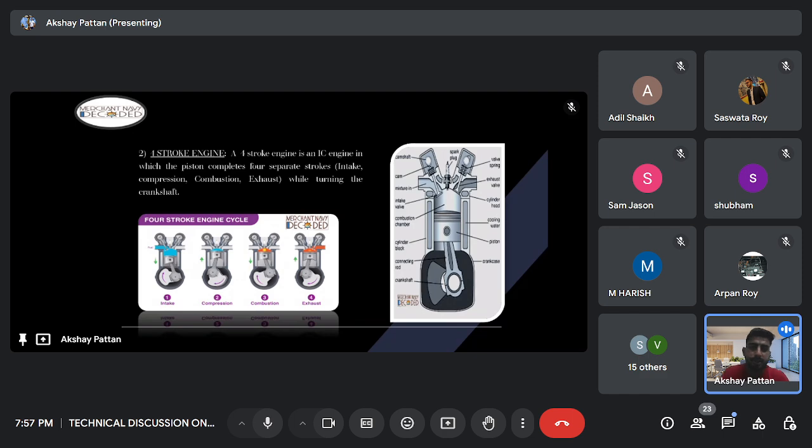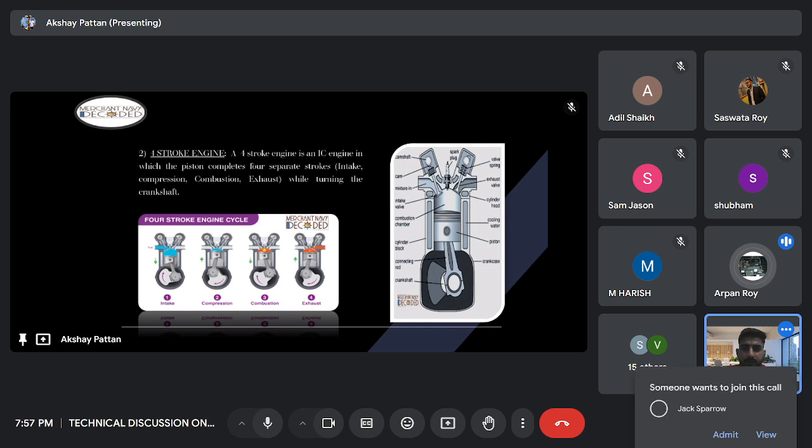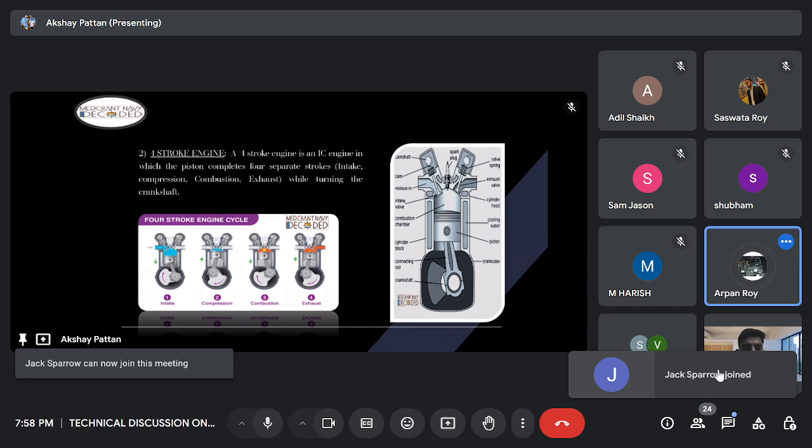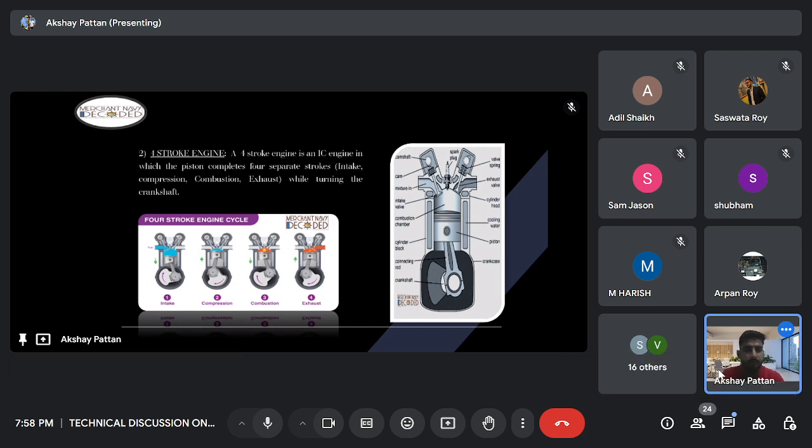What do you mean by four-stroke engine, guys? Sir, in four-stroke engine, the working cycle is completed in four strokes of the piston or two revolutions of the crankshaft. Okay. Can you tell me what are the four strokes? Sir, suction, compression, expansion, and exhaust. Okay. Suction stroke, compression stroke, expansion stroke, and exhaust stroke. Correct. Can you explain one by one all the strokes? What all happens in suction stroke and what happens in compression? What happens in expansion and in exhaust stroke?